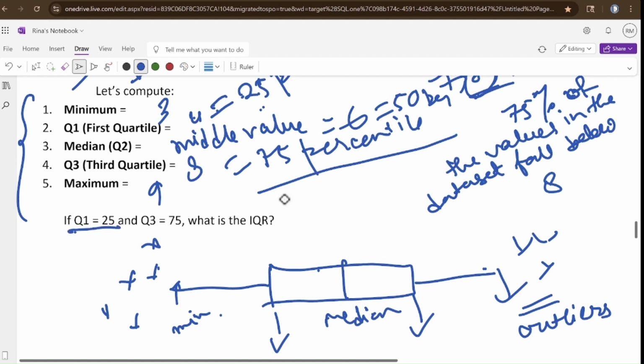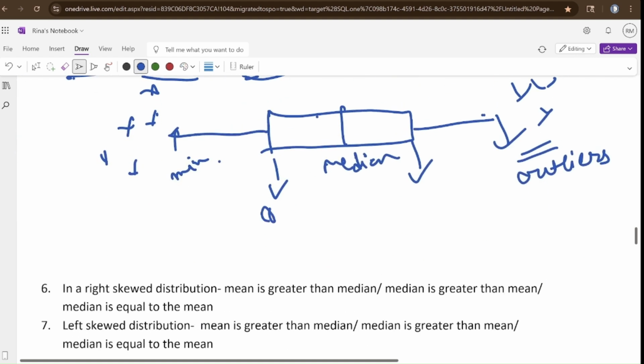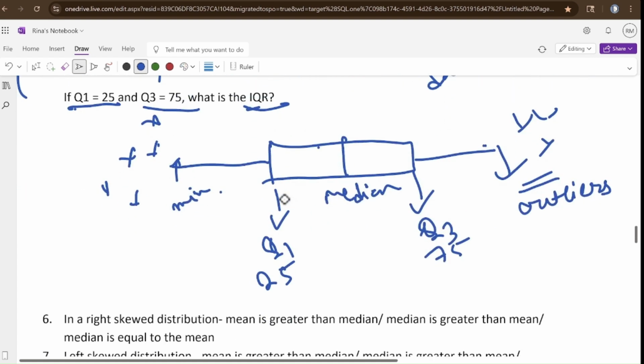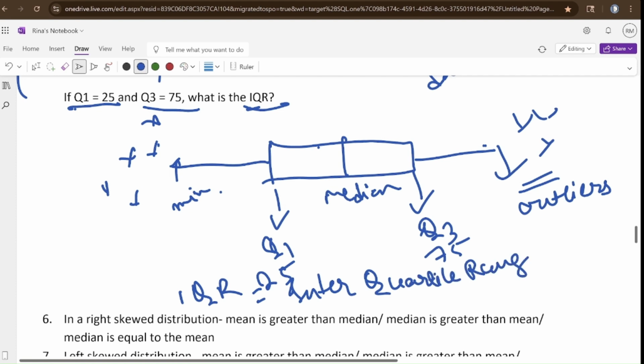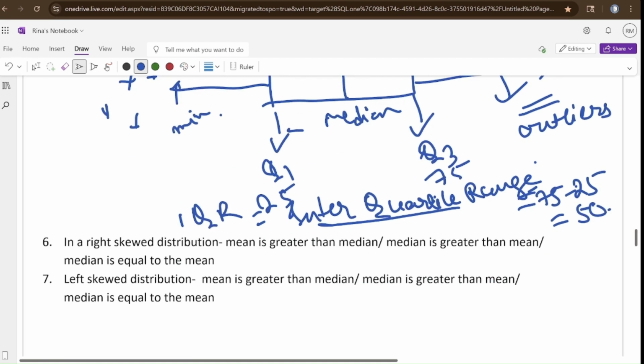Now tell me this question. If Q1 is 25, Q3 is 75, what is IQR? See, this is Q1, this is 25. This is Q3, this is 75. What is IQR? IQR means interquartile range. From the name you can understand that you are calculating the range of the interquartile. So the range is 75 minus 25, that is 50. Okay, so you understand the whole concept.